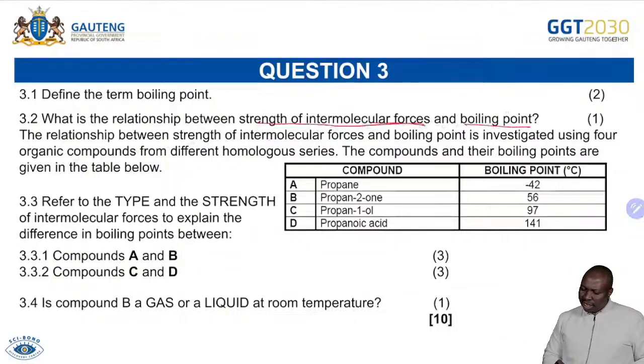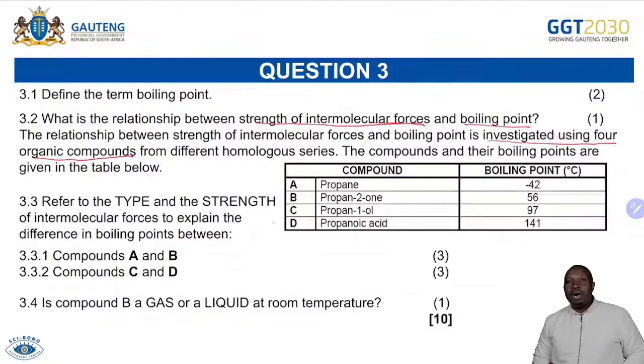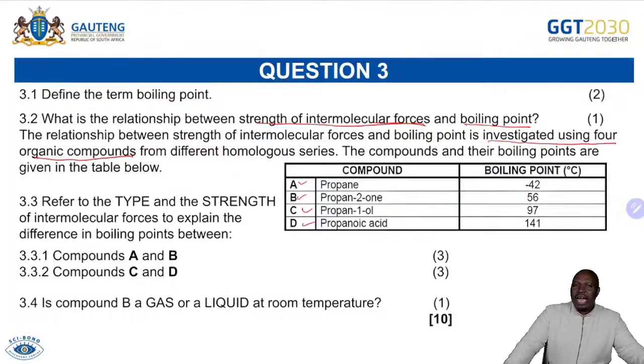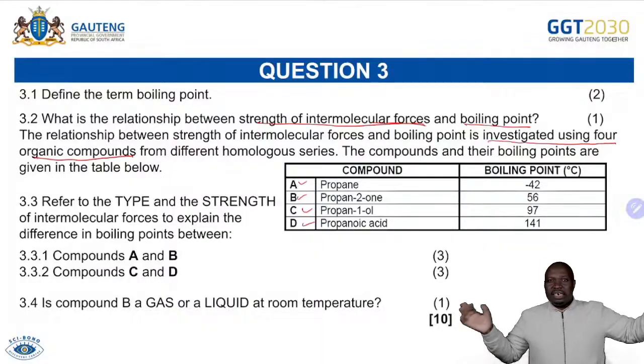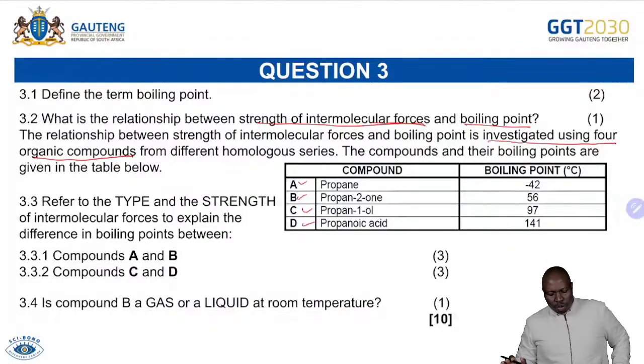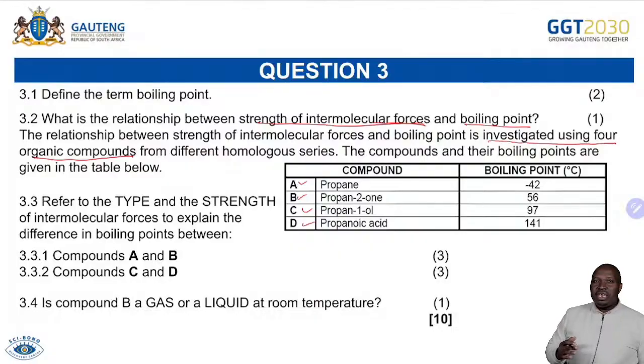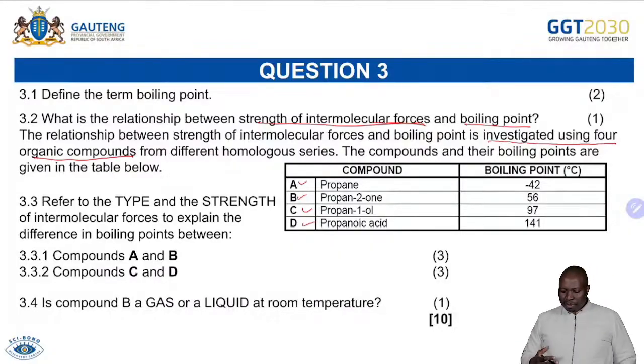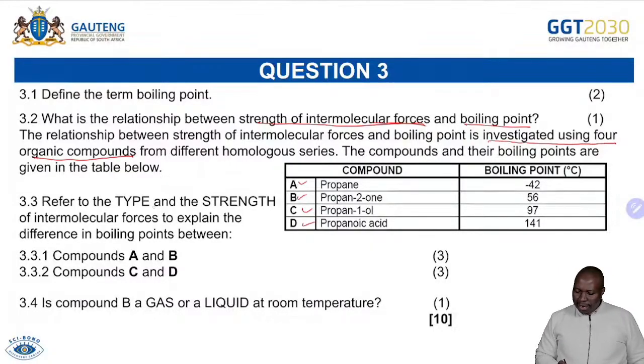The relationship between the strength of intermolecular force and boiling point is investigated using 4 organic compounds. So we're given 4 organic compounds, A, B, C, D. I would like to advise you here that when you're given compounds A, B, C, D, propane, propan-2-one, propan-1-ol, and propanoic acid, when you write, it's better to talk about A, B, C, D than having to talk about the entire structure, because sometimes it becomes too much. So I find it easier to talk about compound A, compound B, compound C, compound D because they are given there.